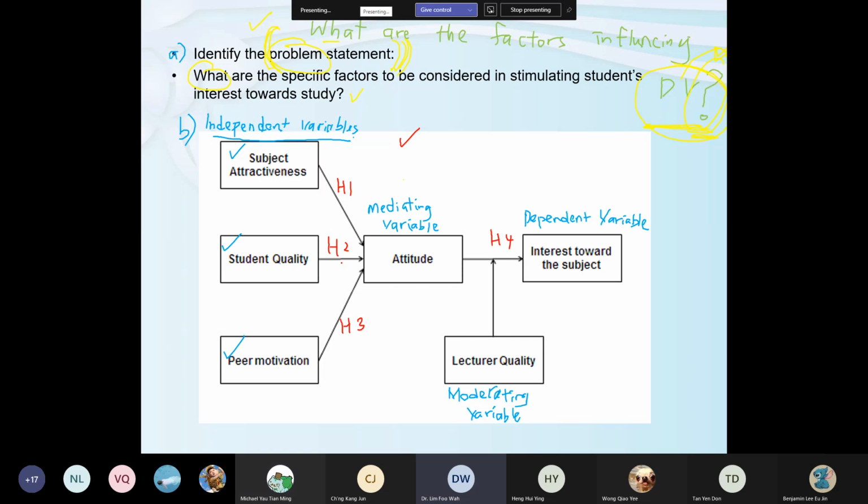In normal cases, if you can come up with 4 or 5 hypotheses, it is very good already. But there's a hidden hypothesis, meaning the mediating hypothesis here. I repeat, hypothesis 1 to hypothesis 5: independent variable, mediating variable, dependent variable will form one hypothesis. Student quality, attitude, and interest toward the subject will form another hypothesis. Peer motivation, attitude, then interest toward the subject will form another hypothesis. And the moderating variable moderating the relationship between the mediating and dependent variable will form another hypothesis.